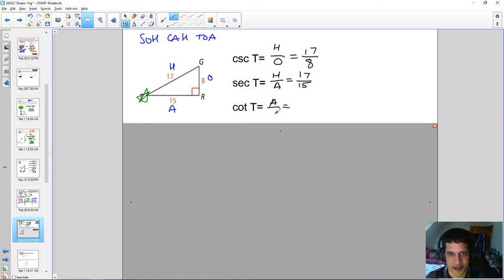A over O. Yeah. Adjacent over opposite, 8 divided by 15. Okay. None of these fractions can be reduced. 17 is prime. These guys don't share a factor. All right. So these would be our three other ratios for this triangle over here.